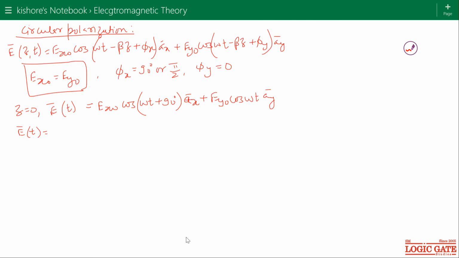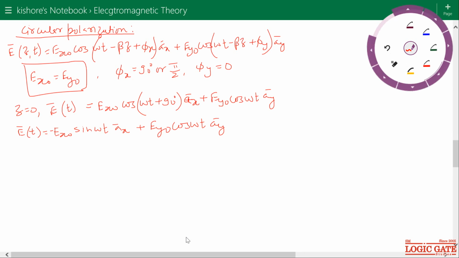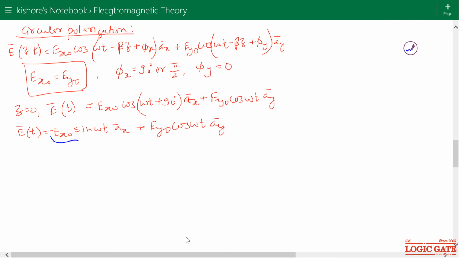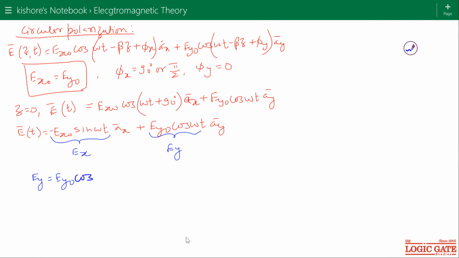So the electric field will be Ex0 cos(omega t plus 90), which is minus sine omega t. Now let us assume that minus Ex0 sine omega t is Ex and Ey0 cos omega t is Ey. Ey is Ey0 cos omega t and Ex is minus Ex0 sine omega t. Now we have already assumed that Ex0 is Ey0, so Ex is minus Ey0 sine omega t.